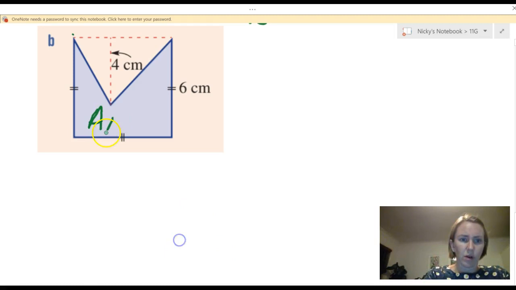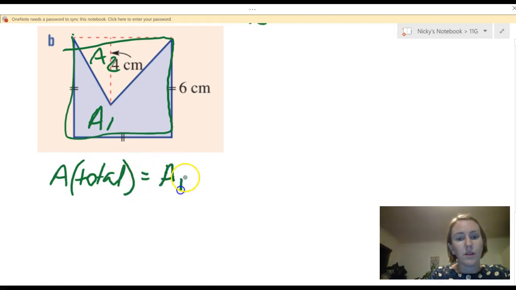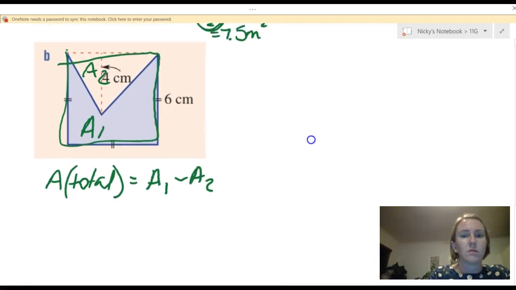Okay, so area 1 and then area 2. And when I say area 1, I actually mean this whole square. It's hard to label it otherwise. Okay, so our area in brackets total equals area 1 take away area 2. Okay, let's find area 1.